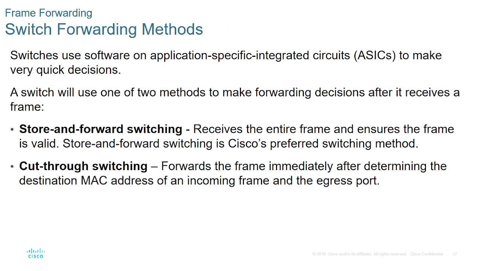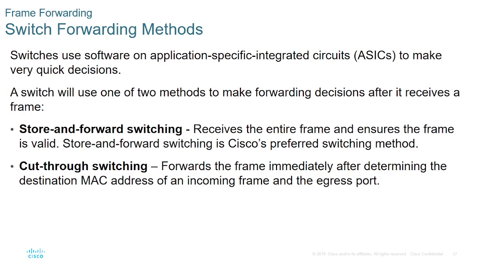Switches use software on application-specific integrated circuits to make quick decisions. A switch will use one of two methods to make a forwarding decision after it has received the frame. Now there are two methods the switch will use after it has determined where to send the frame, before sending it, that forwarding process. The first one is store and forward switching.